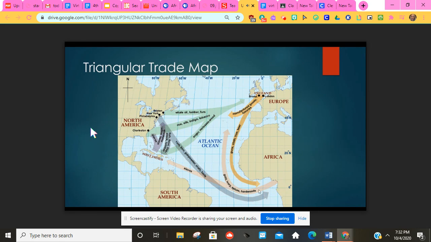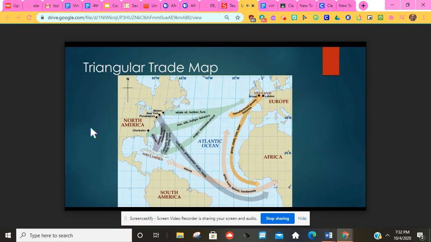So here we can see on this triangular trade map, slaves are being traded from Africa towards the West Indies. They're also trading gold, ivory, spices, hardwoods. And in return from America, they're getting things like iron, gunpowder, clothes, tools.